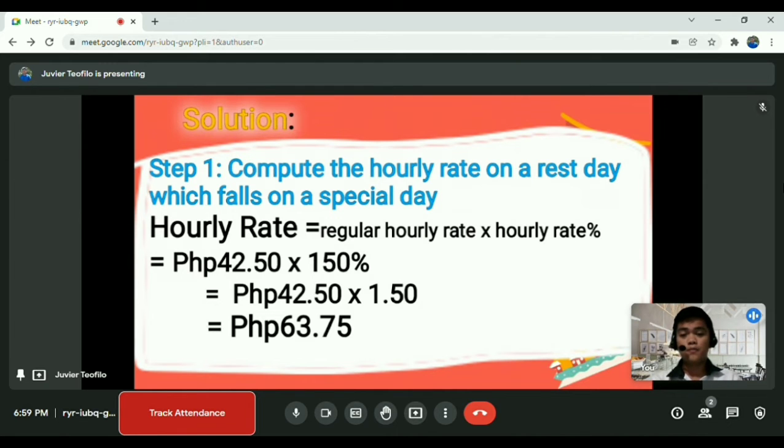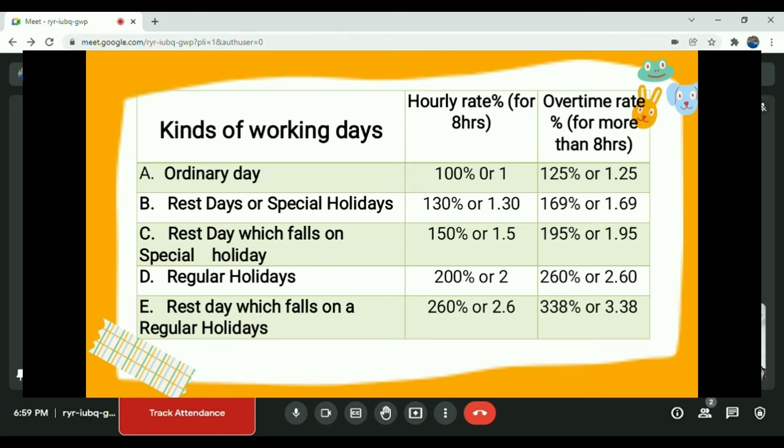And multiplied by 150%. Okay, sir, where did you get that 150%? Now, please see the table. For the hourly rate for 8 hours, this is the numerical number that we are going to use to compute the hourly rate: 150% or 1.5.